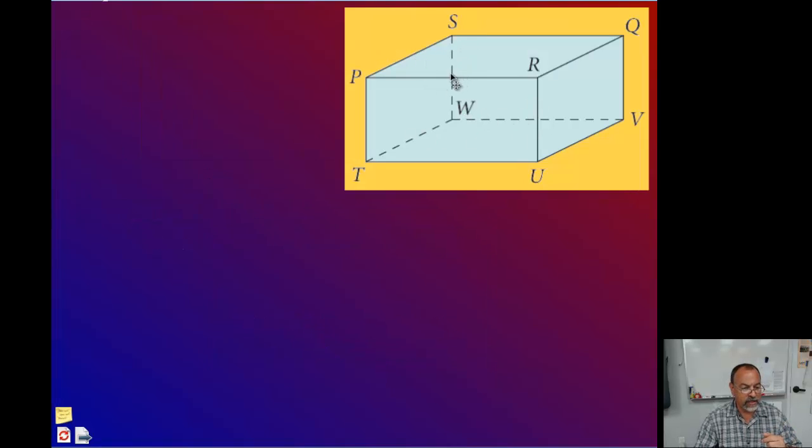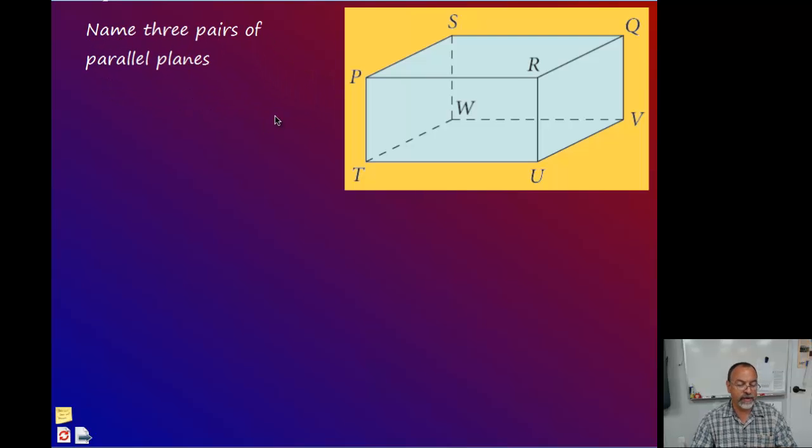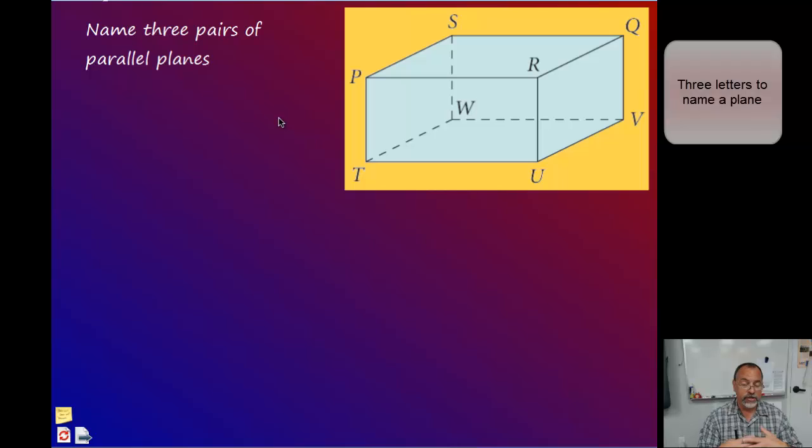Name three pairs of parallel planes. So three pairs of planes that would be parallel. Now remember, we're naming planes, so we have to use three letters. No symbol, no letter or symbol above them, just three letters to name the plane. So which planes would be parallel?